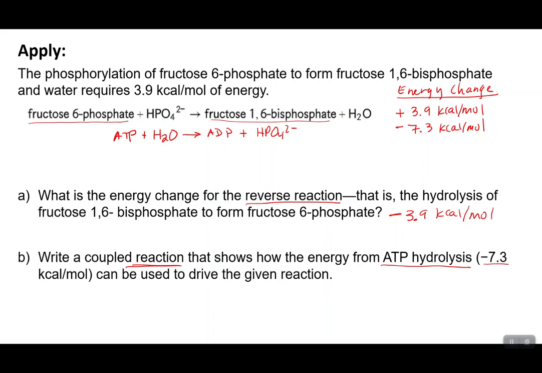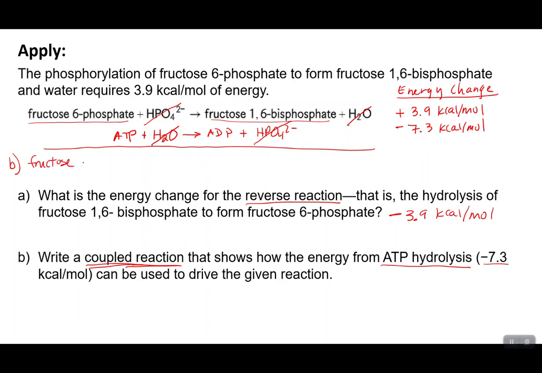Now, in order to write the coupled reaction, which is what they're asking for, I need to cancel out the common reactants and products and then write my net equation. So I see that HPO4 is on the reactants and the products, H2O is on the reactant and the product. So I am left with fructose 6-phosphate. So this is my answer to part B, where I am writing the coupled reaction.